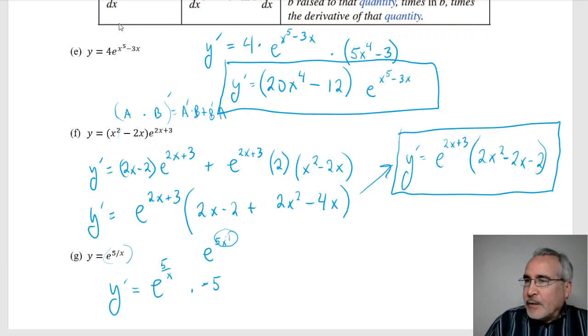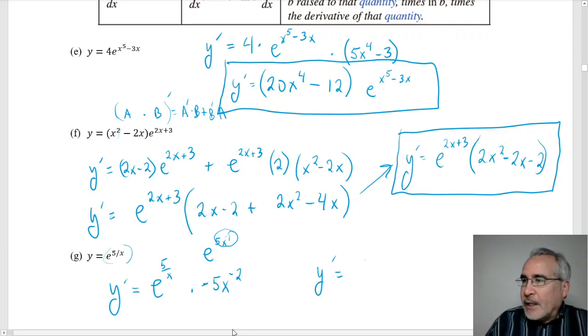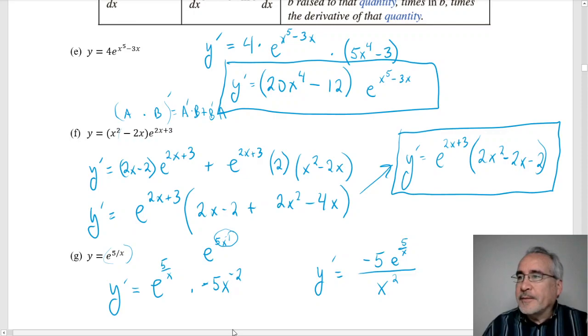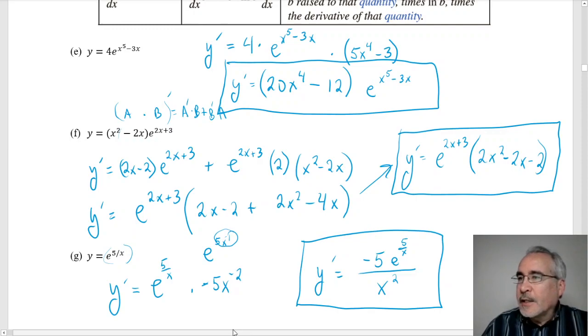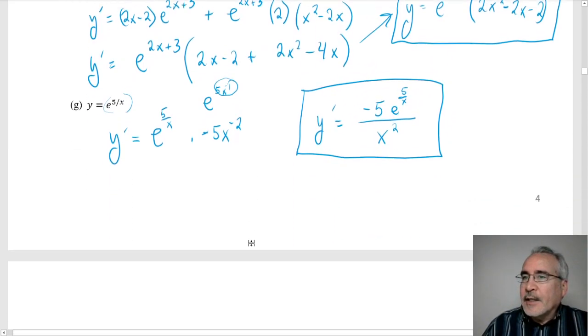And then you subtract 1 from the exponent, negative 1 minus 1, we get x to the minus 2. So the way we could write this, we could put this x to the minus 2 in the denominator, and rewrite this as minus 5e to the 5 over x, all divided by x squared. When you move it to the denominator, it becomes positive. Just to make it look a little prettier. And I think that's the last of them.